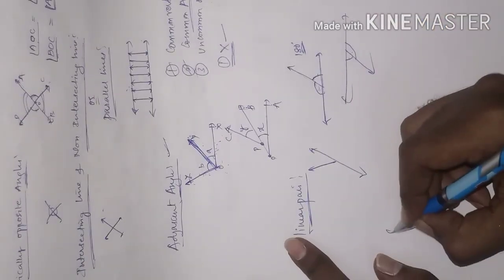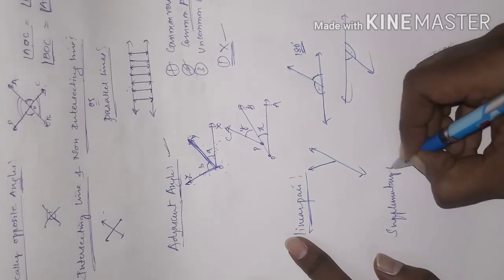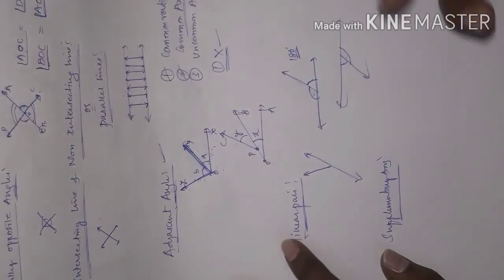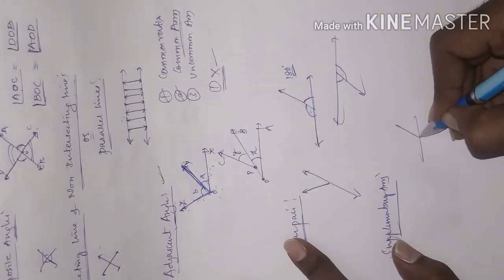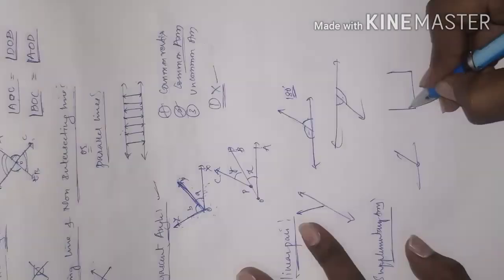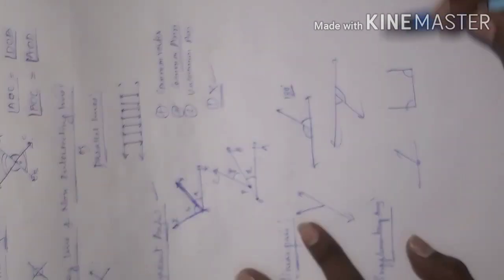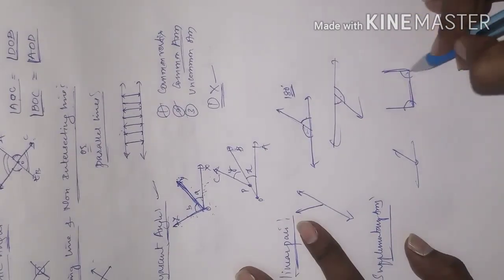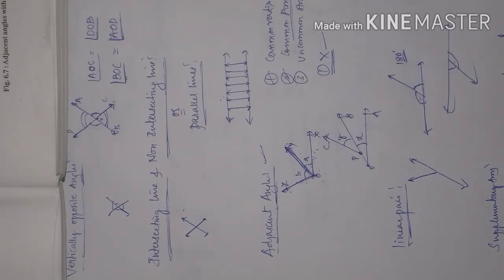Now one more concept, supplementary angles. Supplementary angles are angles where the sum of the measures makes 180 degrees. It may be in this manner or in this manner. So these are called supplementary angles. So this is about the examples of the linear pair, adjacent angles and supplementary angles.